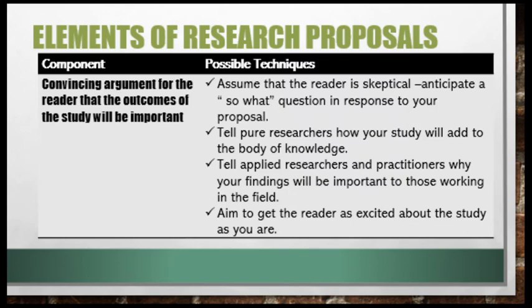Next component is a convincing argument for the reader that the outcomes of the study will be important. What are the possible techniques? Assume that the reader is always skeptical. Meaning to say, the element of skepticism is here. You have to anticipate a so-what question in response to your proposal. So in order for you to remove that, you have to see to it that you have a convincing argument that the outcomes of your study will be important.